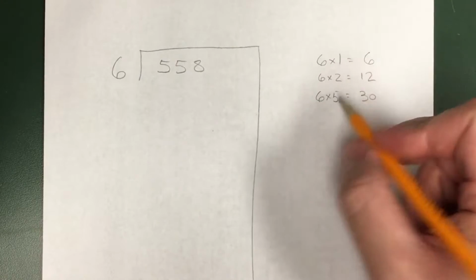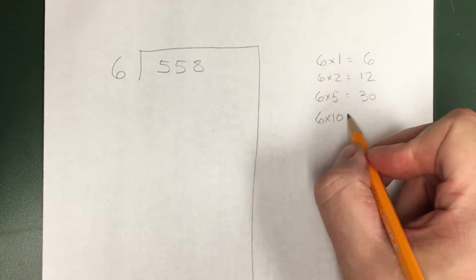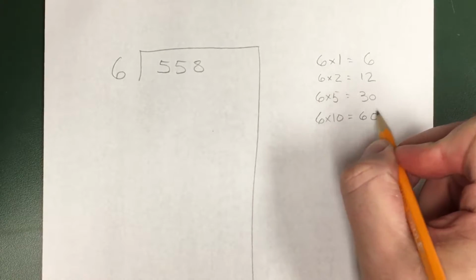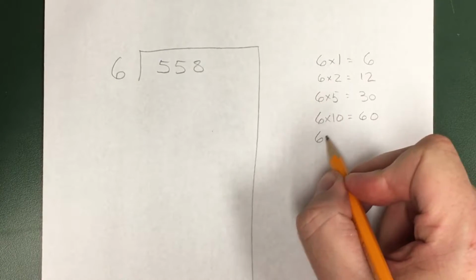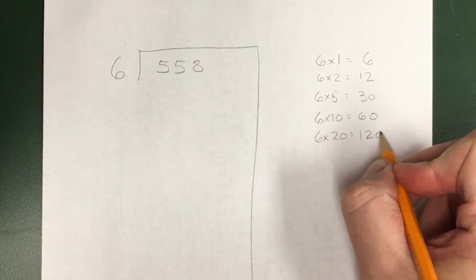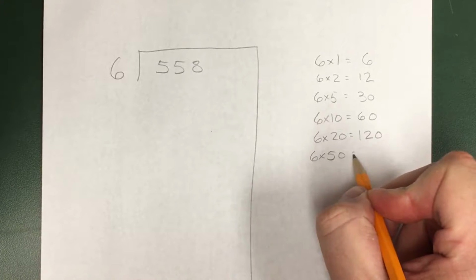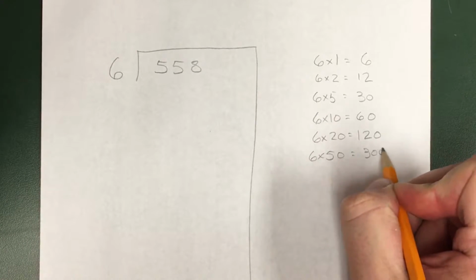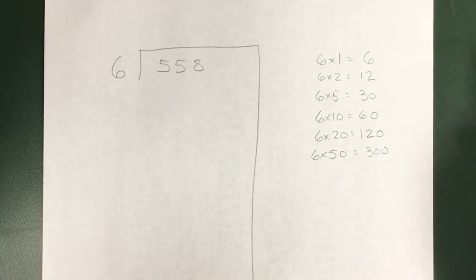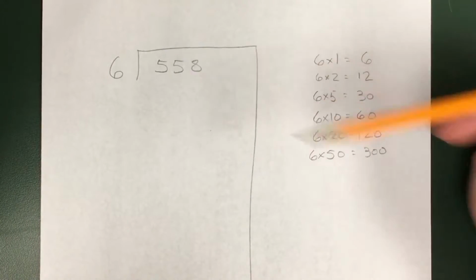So 6 times 10 on this next one. It's going to be 10 times greater than 6, so it's going to be 60. 6 times 2 is now going to be 6 times 20, to be 10 times greater, to be 120. And 6 times 50 to get me 300.